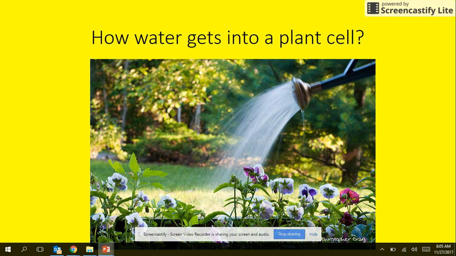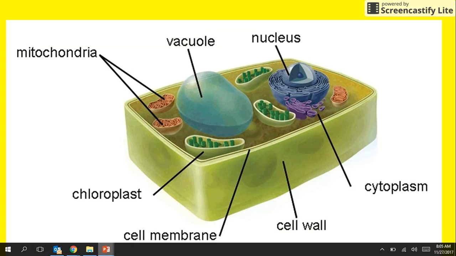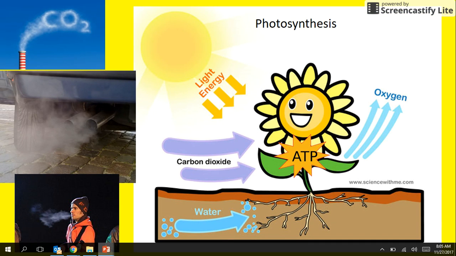Good morning. Today we'll be learning about how water gets into the plant cells. We know that water is needed in photosynthesis, but how does water actually get into the plant cell? Please answer the questions on the side.